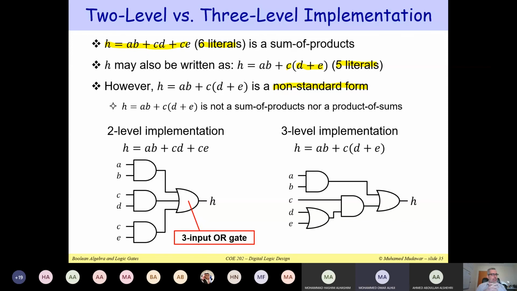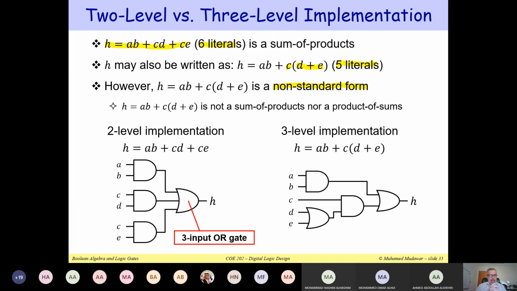Yes, Muhammad. Which is better to design, a 2-level circuit or a 3-level one? Well, it depends on whether you would like to minimize the number of gates, or you would like to make the circuit run faster. So there is always a trade-off between the speed and the cost of the circuit. I'll come back to it later.